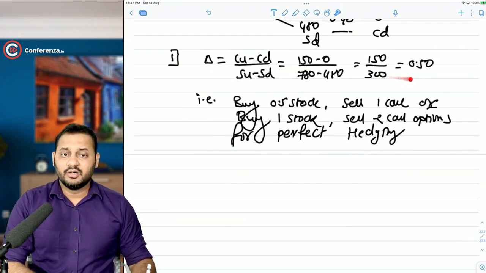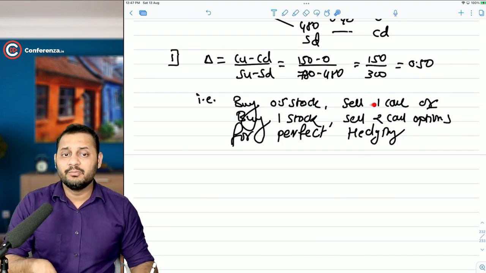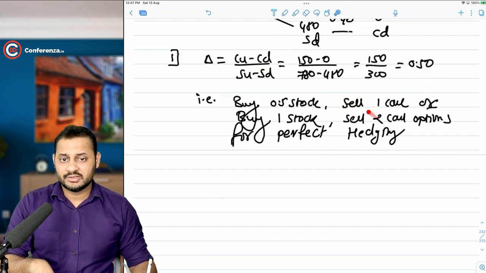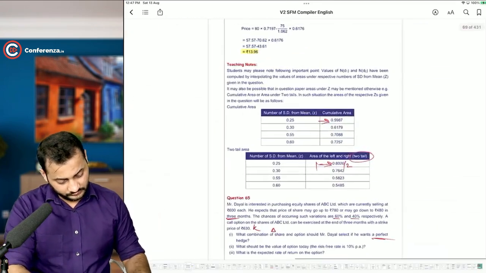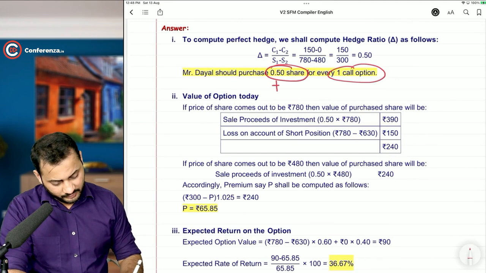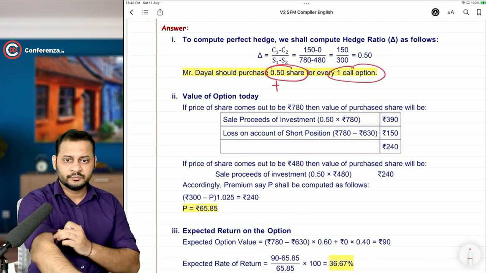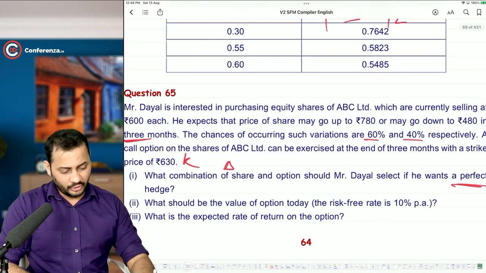Delta gives you the ratio of how many shares you have to buy for every one sell call position, for selling one call option. So if you want to double this, you double the stock as well. See, 0.5 share for every one call option. You will buy it, you will sell it, you will go long, you will go short in this.